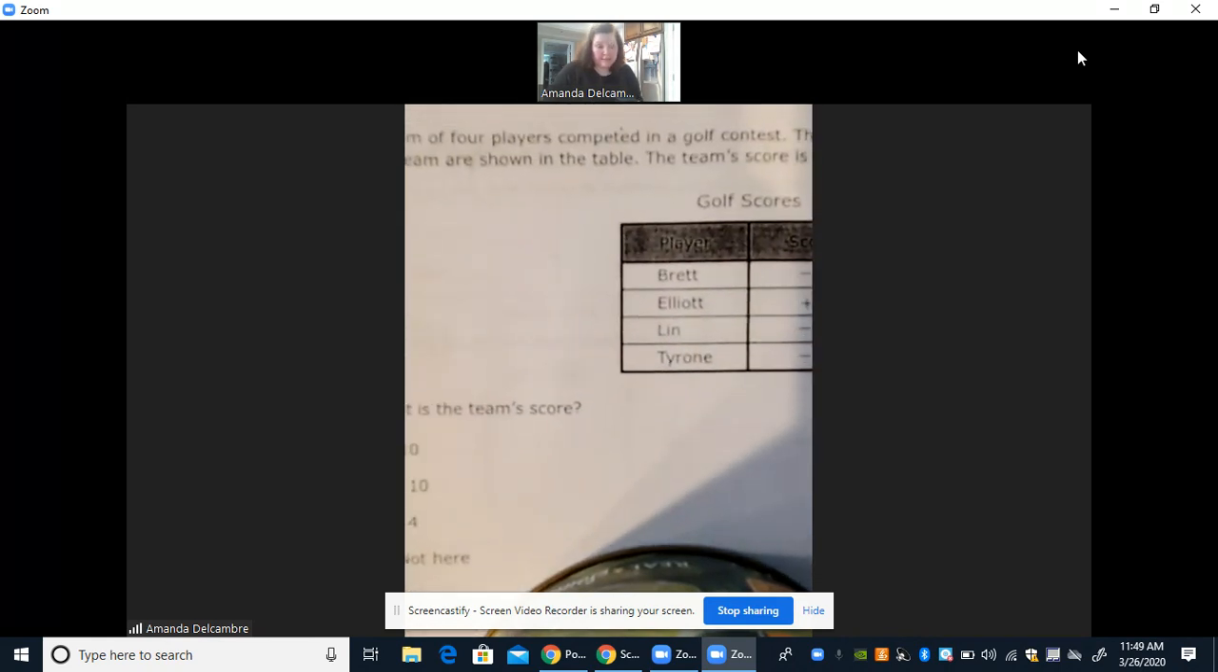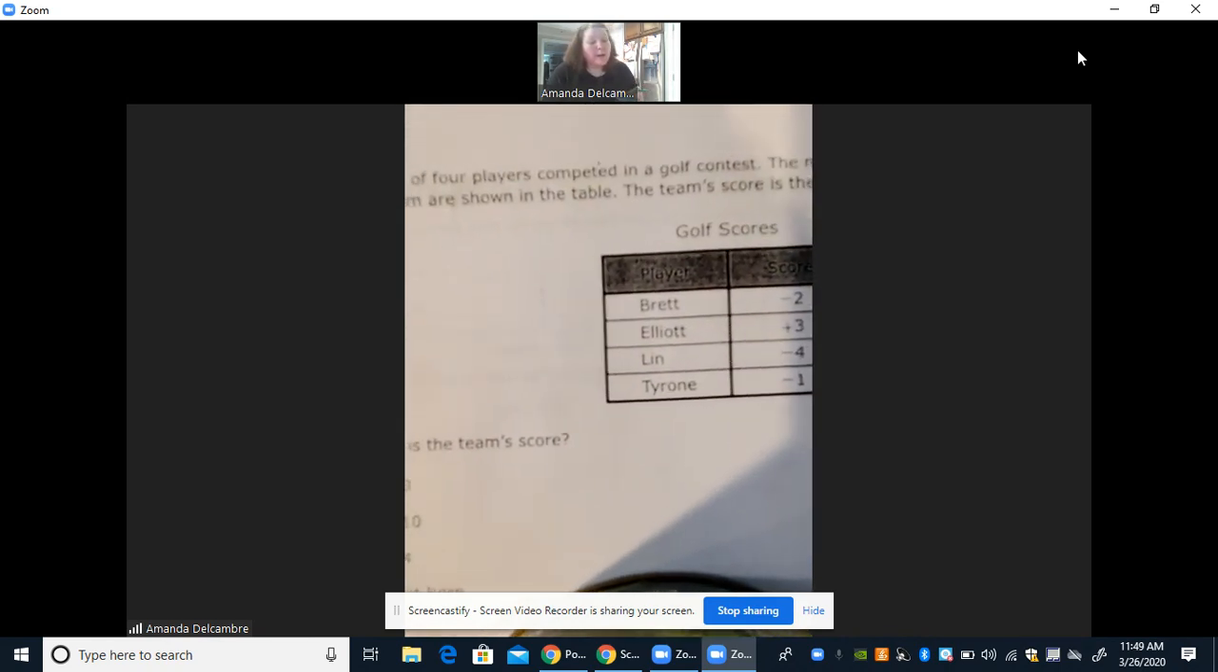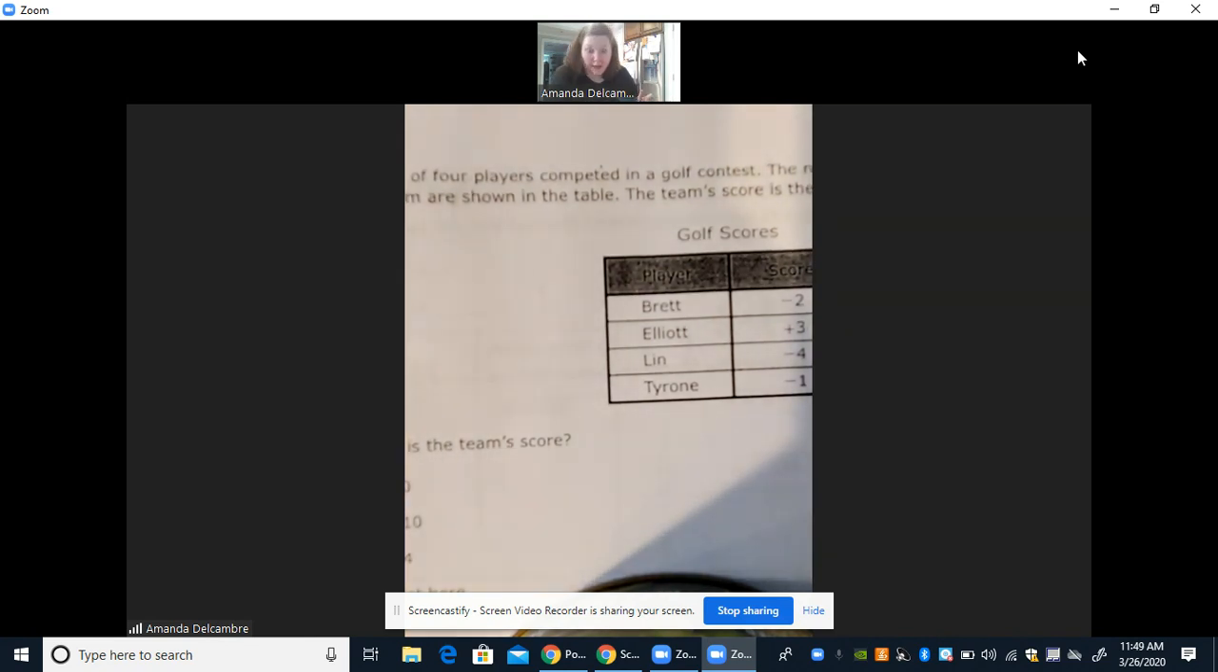Using my handy dandy document camera supporter, which is a can of green beans today. Okay, it says a team of 4 players completed a golf contest. The names of the scores and the players on the team are shown in the table. The team score is the sum of all of the scores in the table.